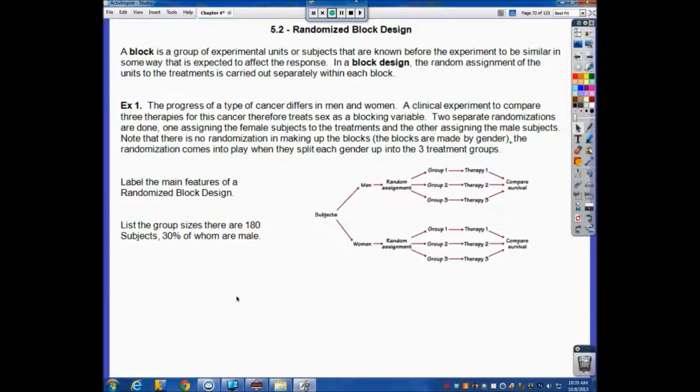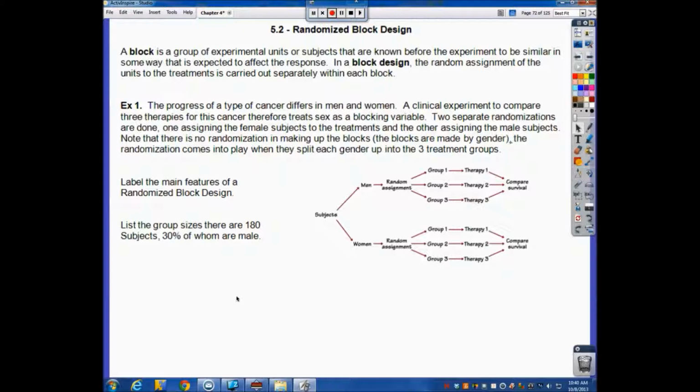So the first example here says the progress of a type of cancer differs in men and women. A clinical experiment to compare 3 therapies for this cancer therefore treats sex as a blocking variable. If men respond differently than women, then we obviously want to separate men from women to see if men respond differently to a certain therapy than women may respond differently to a different therapy.